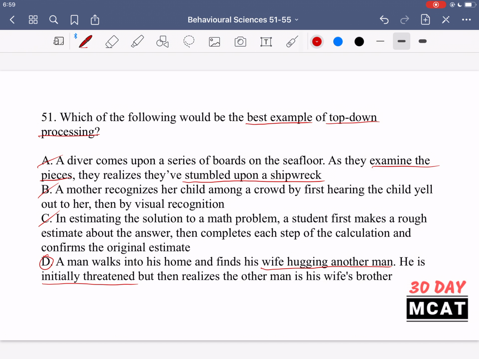But then when they have some thinking, some cognitive ability going on here, then they see that the man is the wife's brother. So the difference between option A and this is that it's not until the diver got all the pieces together and built a whole that they realize that the whole thing they're looking at is a shipwreck. They didn't think about it and then reason that out. So that's why it's different from bottom-up processing, but D is top-down processing.